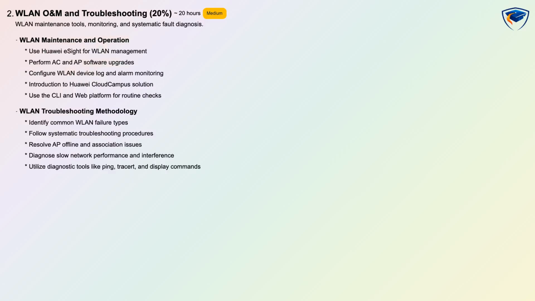The course trains you in systematic troubleshooting methods to identify common failures, resolve AP offline and association issues, and diagnose slow performance and interference. You will practice using diagnostic tools such as ping, tracert, and display commands and follow structured procedures for fault isolation and resolution.